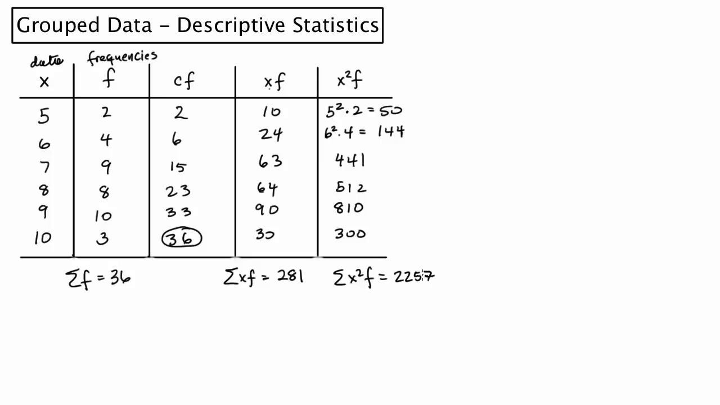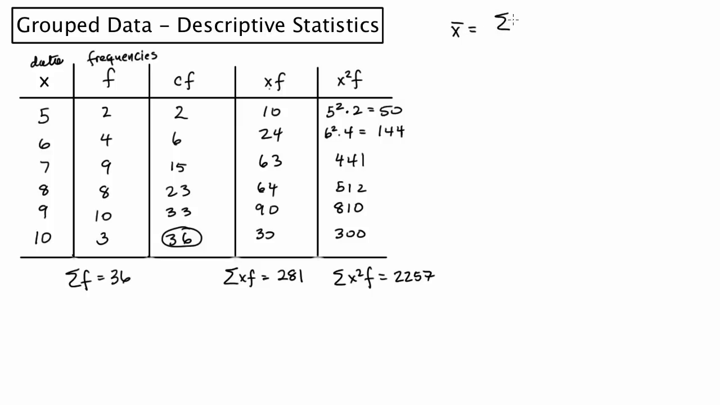So this is always the first step that you should take when you're trying to do a group data problem. If the problem just gives you the columns X and F, you should go ahead and add on these next 3 columns. Particularly the last 2 columns are going to be used to find standard deviation and mean. So let's look at the formulas that we're going to employ. First is the formula for the mean of a grouped data set.